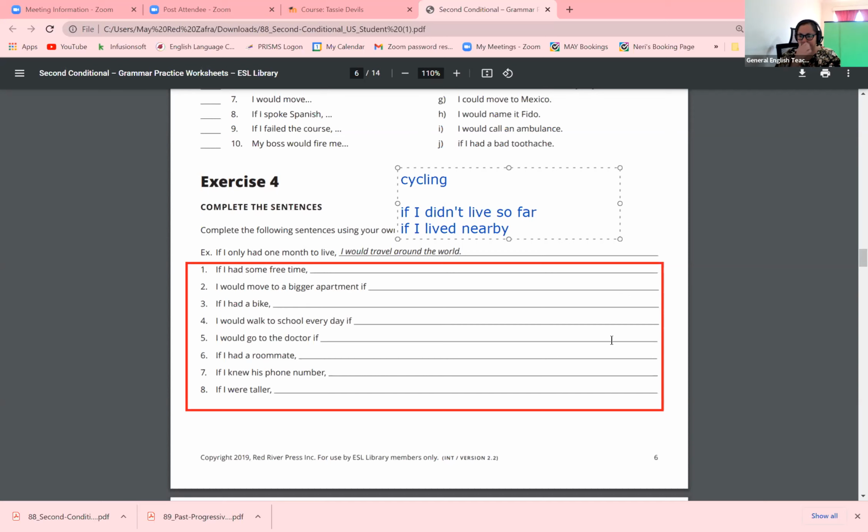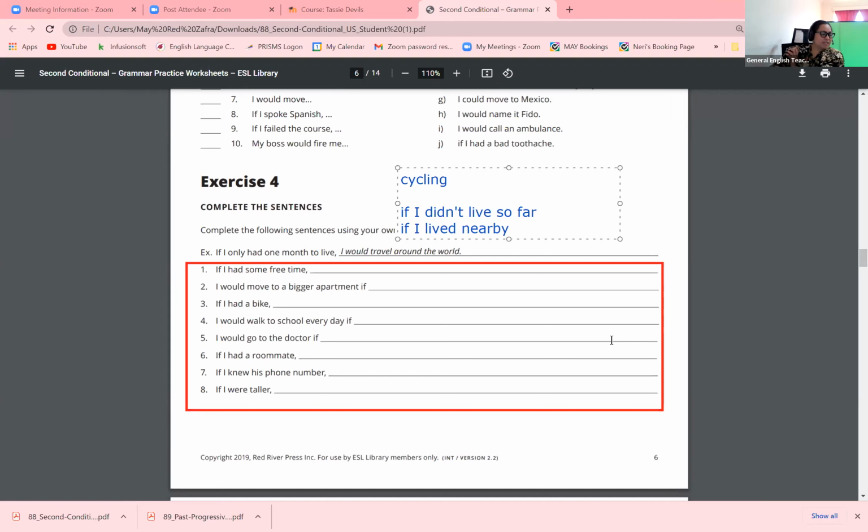Okay. If I knew his phone number. Okay, a couple more minutes for this exercise. Two more minutes and we'll move on to the next one. After this, yes, Kion, do you have a question? Sorry? You're raising your hand. Do you have a question? No, I don't have a question. Okay. If I knew his phone number, I would call him, yes?